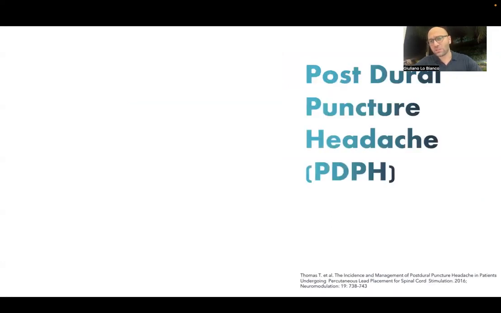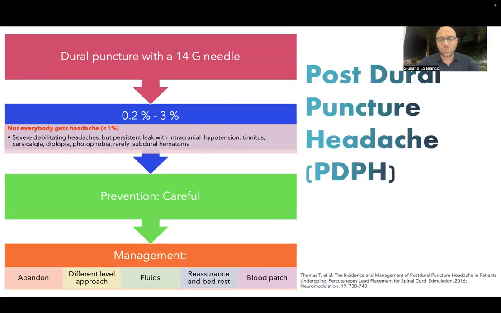Another quite common complication is postdural puncture headache, with a prevalence between 0.2 and 3%, and not everybody gets headache, so less than 1%. Sometimes it can be a severe, debilitating headache with a persistent leak and intracranial hypotension with cervicalgia, diplopia, and photophobia. The prevention is basically to be careful, and for management you can decide to abandon the procedure or select a different level of approach. Use fluids, anti-inflammatory drugs, and bed rest, and if the patient still has symptoms, a blood patch is what you have to do.